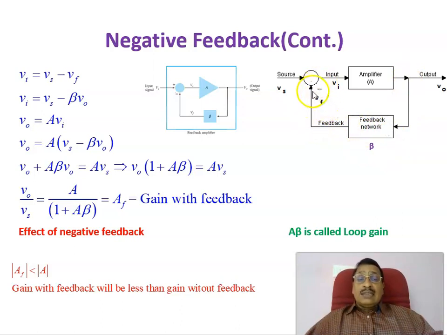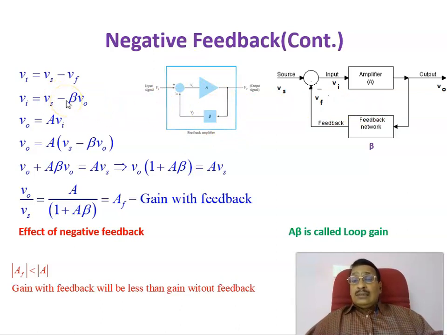That is subtracted from the input signal Vs. Therefore, Vs minus Vf is the input to the amplifier, Vi. Vi equals Vs minus Vf, and V0 is the output voltage. This is a block diagram of a negative feedback amplifier, and it is represented like this also. It is the same thing with a gain A and the feedback factor beta, subtracted from the input. This is another symbolic representation of a negative feedback amplifier.